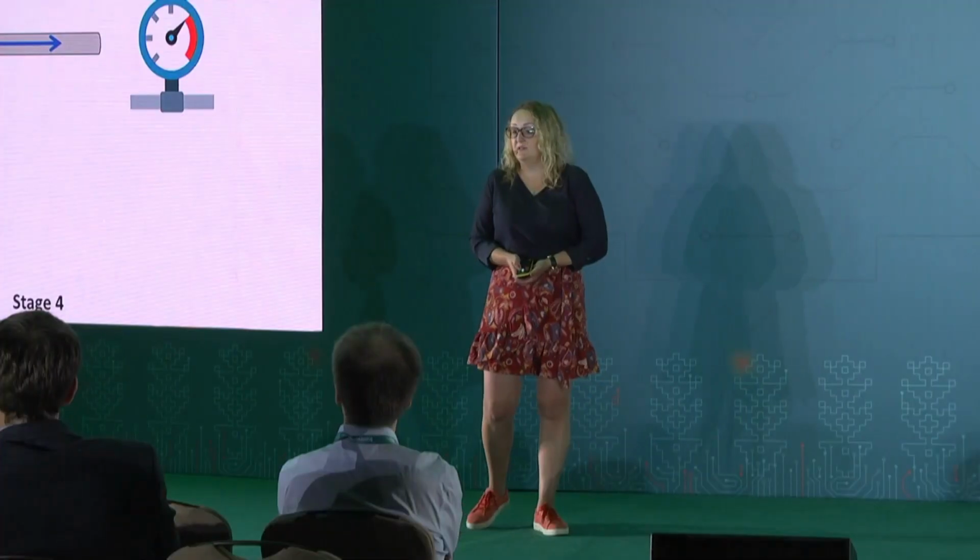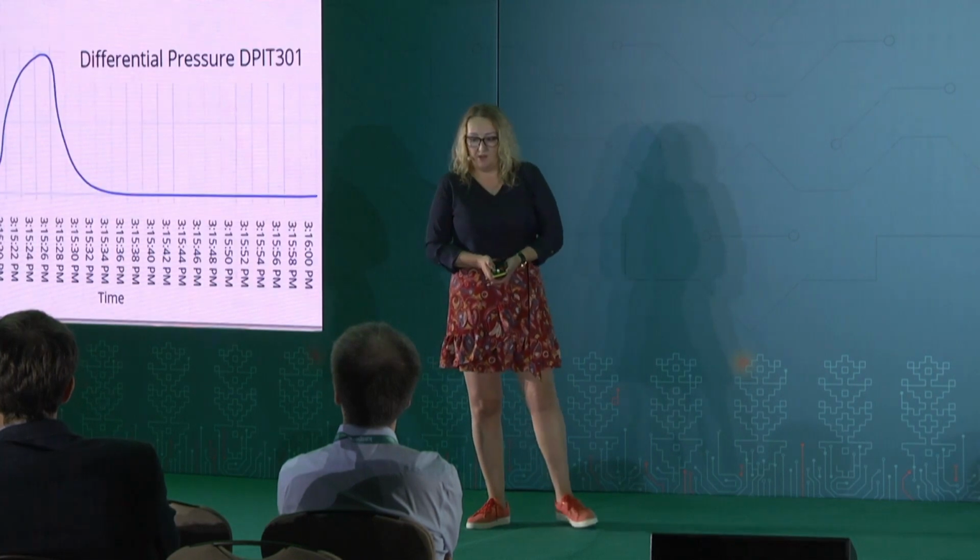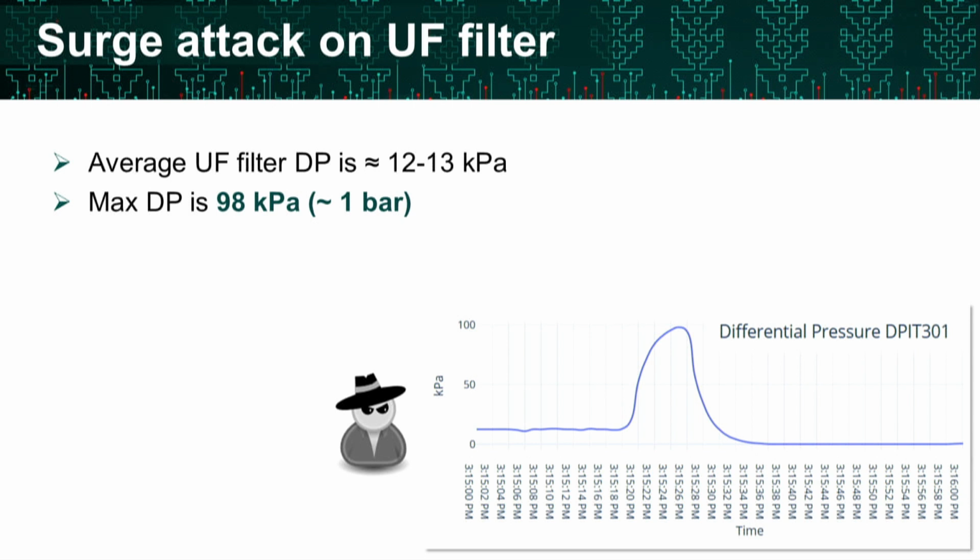So now let's see what maximum pressure we can achieve. The average pressure in the filter is 12 to 13 kilopascal, and the maximum differential pressure which we were able to achieve was 98 kilopascals, which is around 1 bar. But the damaging pressure is 2 bar.